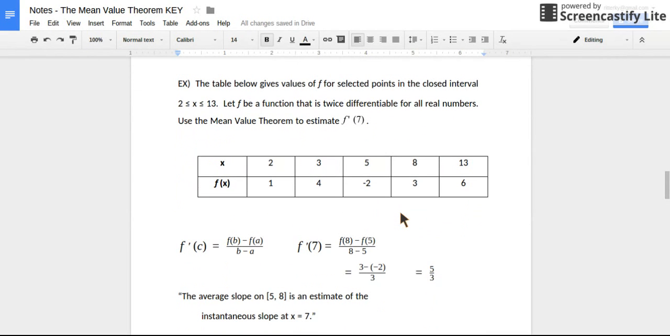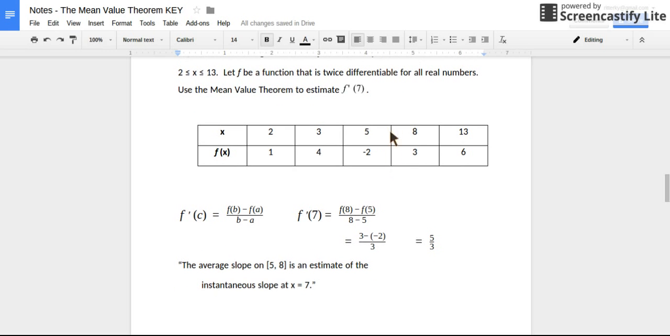We can also use the mean value theorem to approximate an instantaneous slope. So here we're given a table of values of some function. We don't know what the function is, we just know what the inputs and outputs are. We're going to use the mean value theorem to estimate the derivative evaluated at 7, or in other words, the instantaneous slope evaluated at 7. Well, we can use the mean value theorem to estimate, meaning we can find an average. So I'm going to use the endpoints that surround 7 or are closest to 7 on my data table. I'm going to use 5 and 8 as my interval.